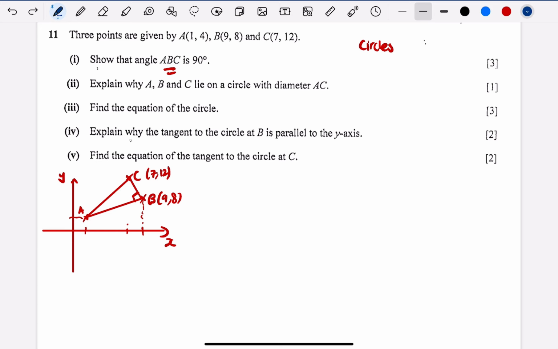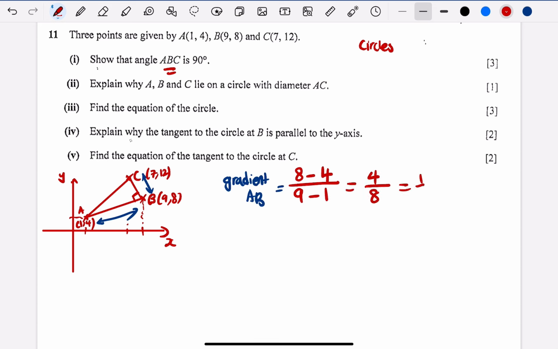All you need to do to prove that this is 90 degrees is to first calculate the gradient of AB. AB and BC are essentially tangents and normals of each other. So let's first calculate the gradients of AB as well as BC. The gradient of AB, let me label this as well, 1 comma 4, is my y1 minus my y2 over my x1 minus my x2. Here I get 4 over 8, which is half.